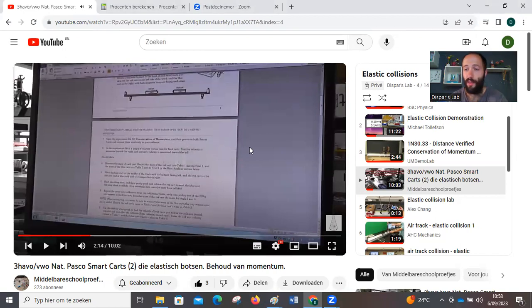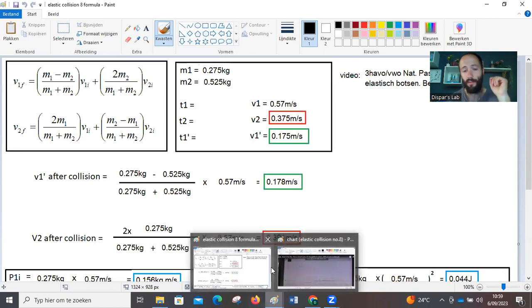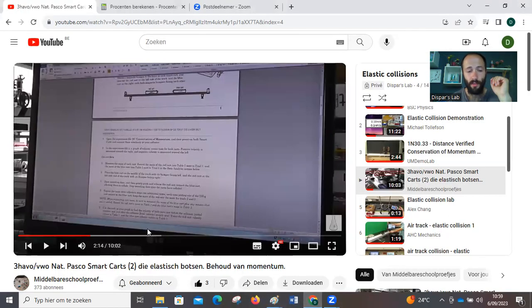So he says 275 grams, which means 275 grams for both the cards, the red card and the blue card individually. So mass 1 is going to be 275 grams. So 275 grams. Mass 2 is going to add a bar of 250 grams.